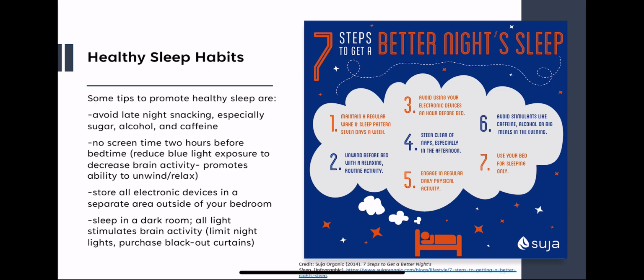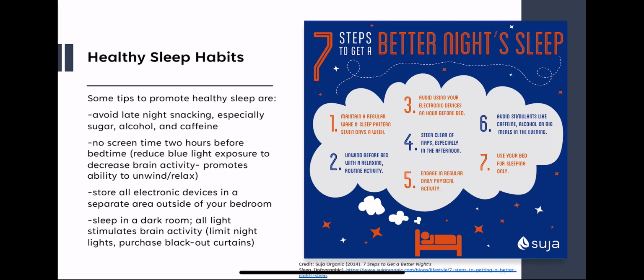No screen time 2 hours before bed. This goes back to that last slide. Whenever the screen time messes up your circadian rhythm, and also it causes your brain to be a little bit more alert, and it's harder to unwind. It's harder to go to sleep. Store all electronic devices in a separate area outside your bedroom. This is a good tip if you don't want to even be tempted or distracted by the screen and mess up that. It also helps you get up in the morning because you have to get up to turn the alarm off.